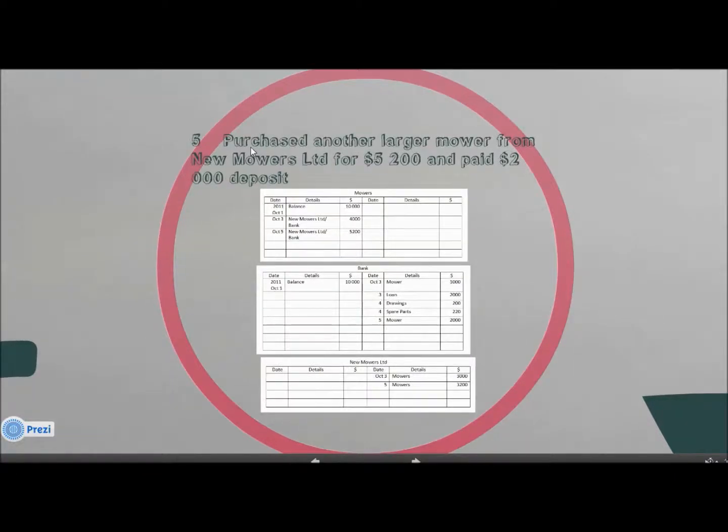The next is purchasing another larger mover from new movers ltd for 5,200 and pay 2,000 deposit. The mover is the debit side, and the bank and new movers ltd are credit. So we put 5,200 on the debit side of the movers, and on the bank is 2,000 on the credit side. New movers ltd is 3,200 on the credit side. The detail is movers.